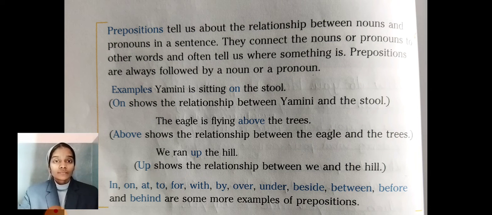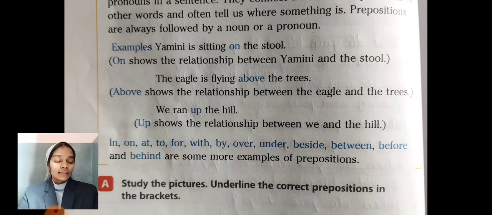Above. See, next, we run up the hill. Which is the preposition given there? Up. So the word up shows the relationship between we and the hill. इसका संबंध दिखाते हैं.